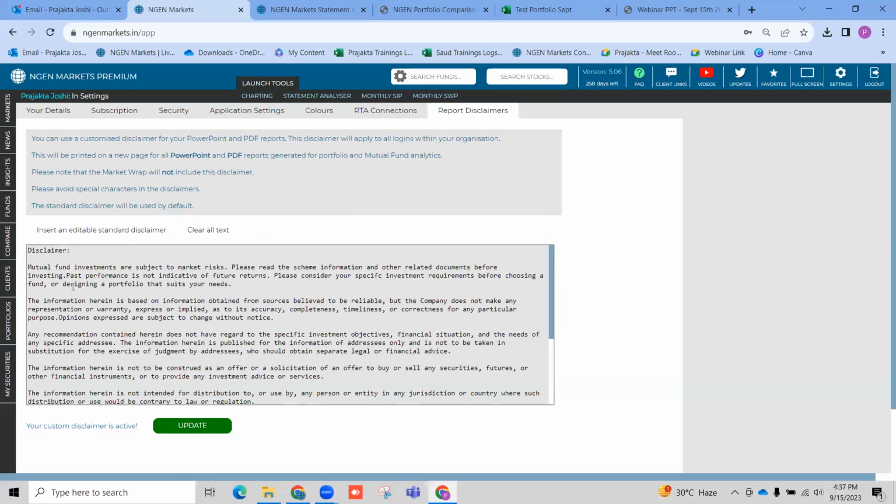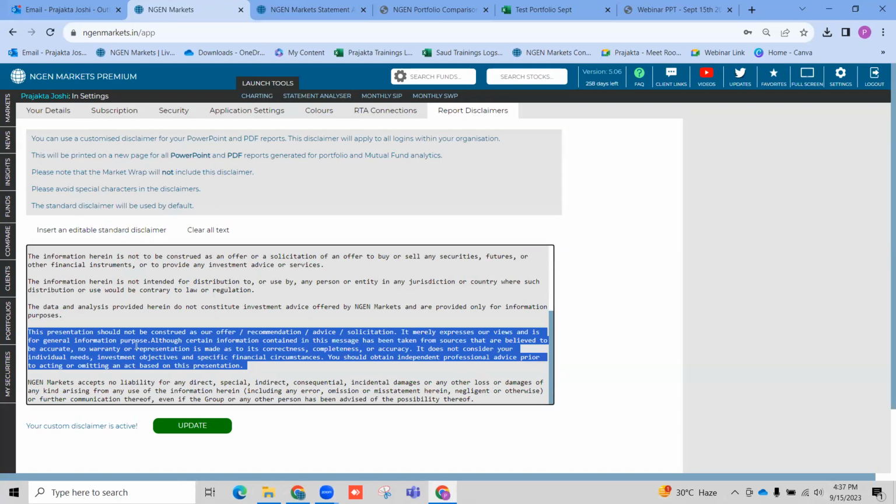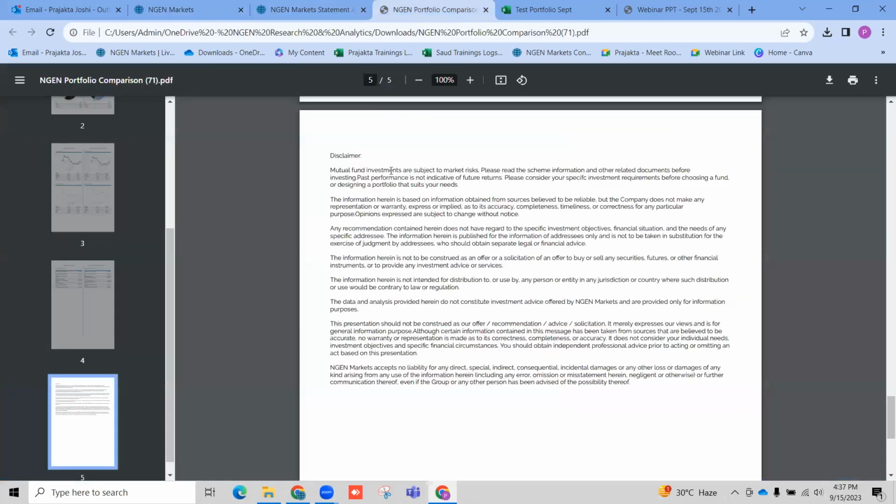This is the existing disclaimer. And let's say you do not want this particular paragraph, right? You can remove this and replace that with any other requirements that you might have in your disclaimers, right? So that's possible. Once this is done, you click on update. And after that, whatever PDF and the PPTs you generate will have that specific page as a last page, of course, dedicated for disclaimers. That is one update that I wanted to share with all of you.